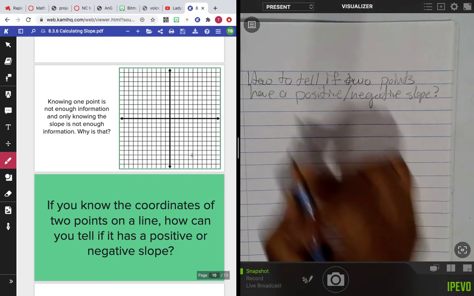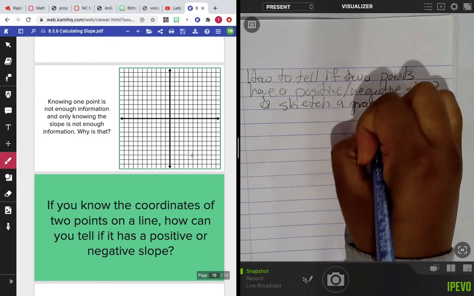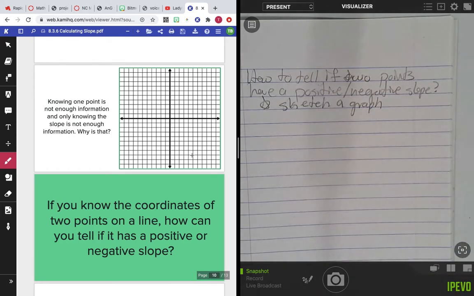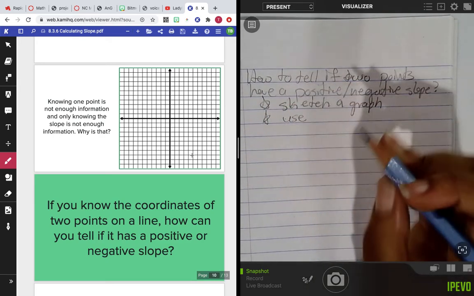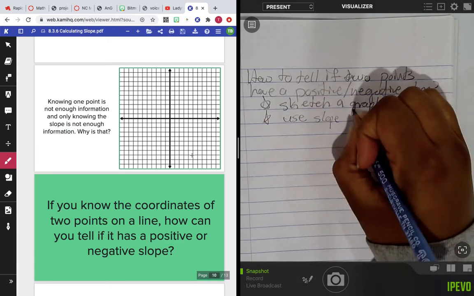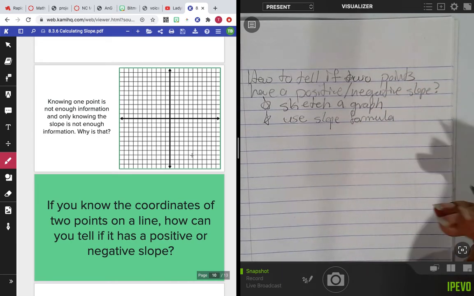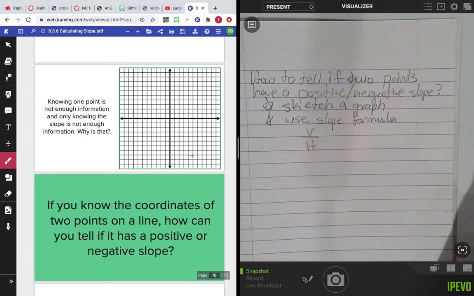Well, one way you can tell is by sketching a graph. If you draw the graph, that's probably the quickest thing you can use to determine whether or not the slope of 2 points is positive or negative. No calculations needed, just graph paper and draw a line. And the other way is by using what we've been using, which is our slope formula, our vertical over our horizontal when we subtract those 2 points.